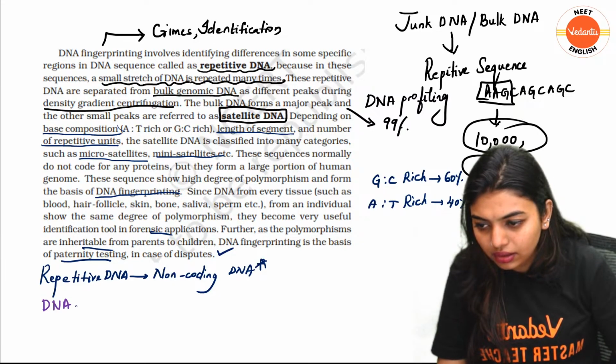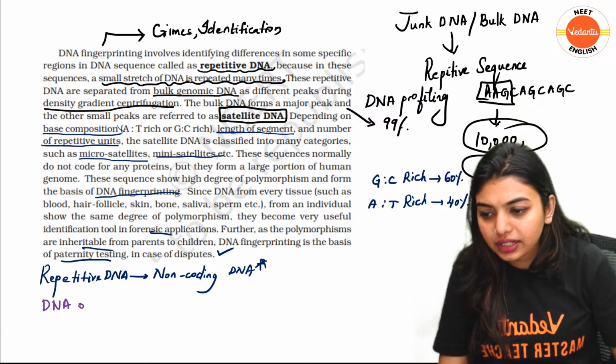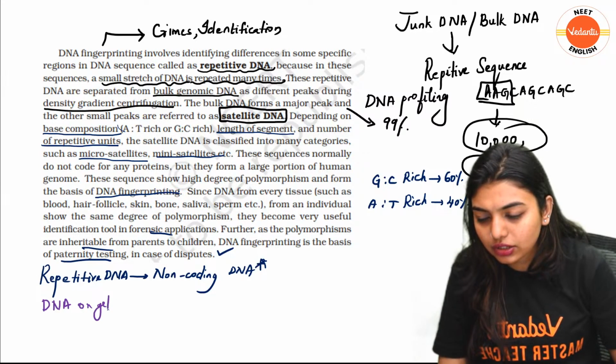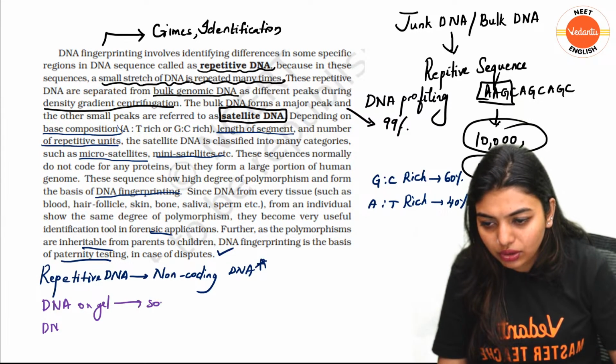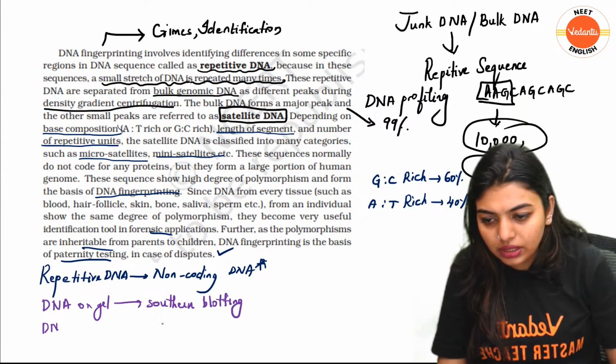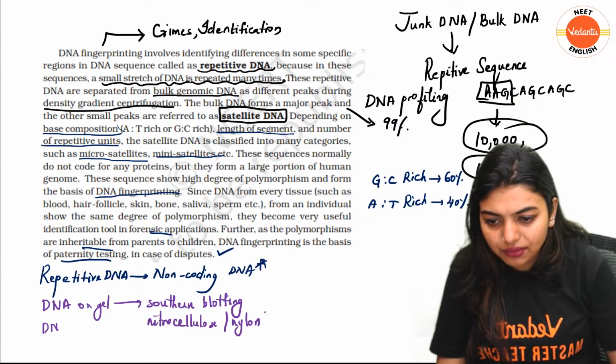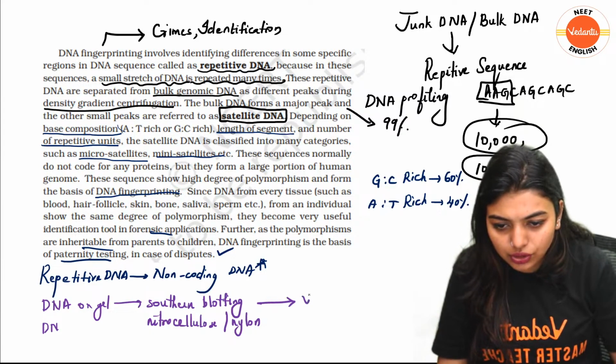DNA fingerprinting. First we did separation. After that we ran the DNA on gel, that is gel electrophoresis. After that we transferred that into Southern blotting, that is onto a nitrocellulose membrane or your nylon sheet, and from that we used VNTR probes, which are complementary.